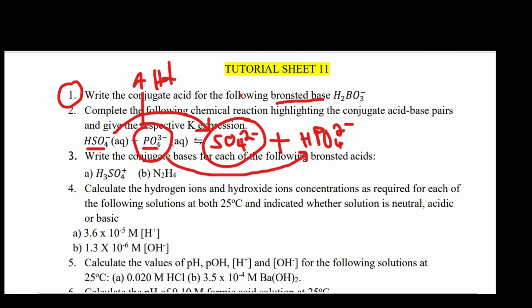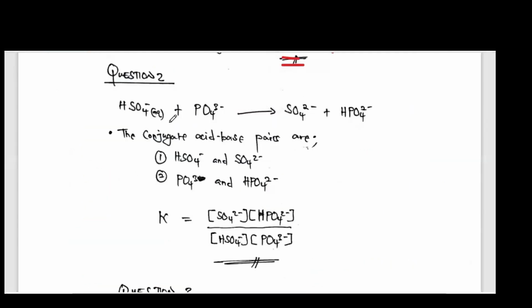Okay, so that's what happens there, and it's the same thing that I did here. Add that plus that, okay? This guy has lost a hydrogen like that, and it has become this, and then this guy here has gained a hydrogen like that, and it has become that. And then the question said indicate the conjugate acid base pairs, okay?